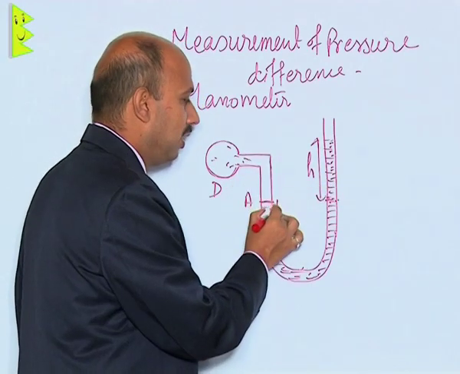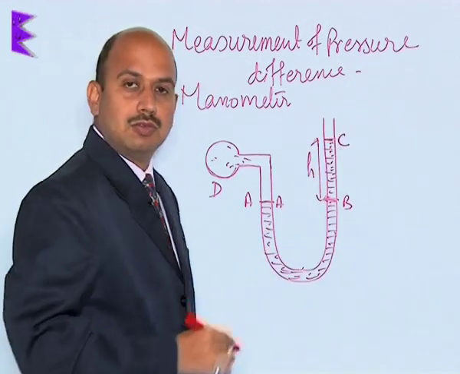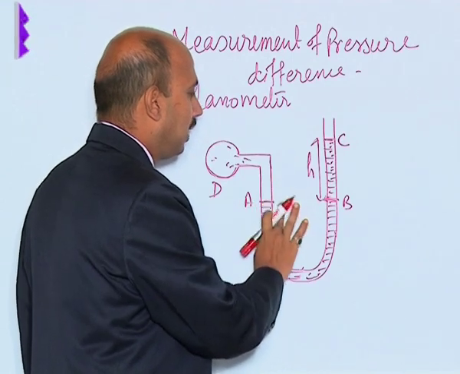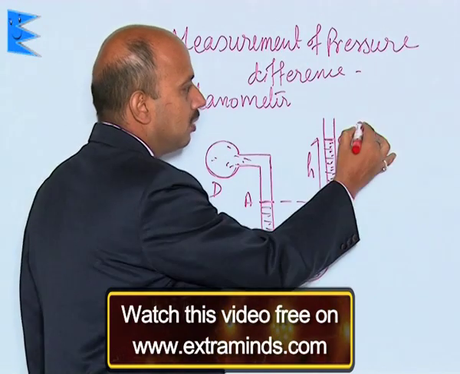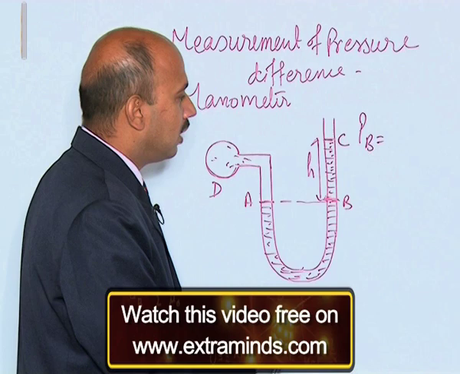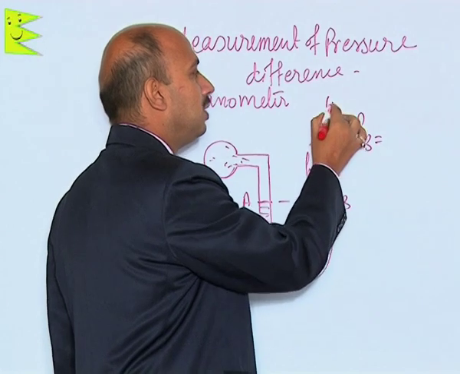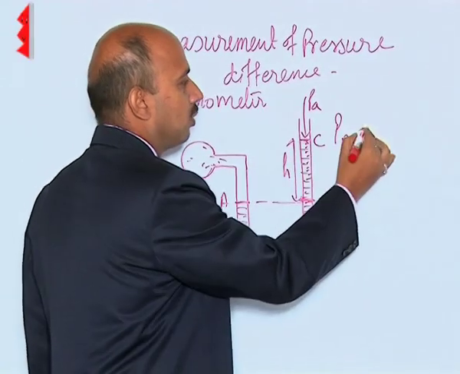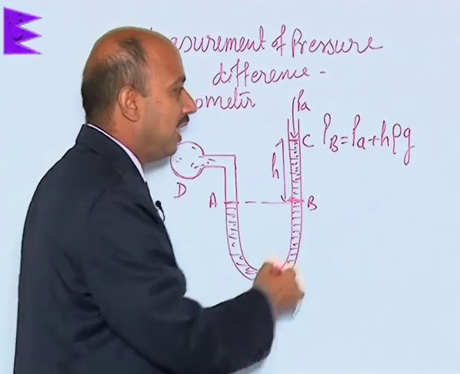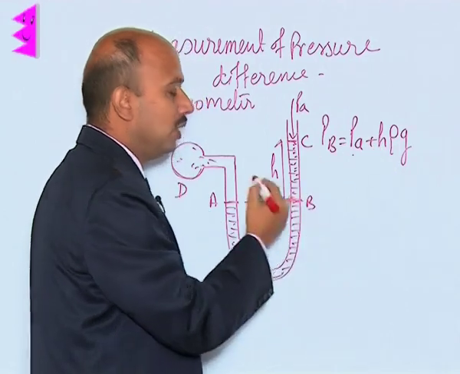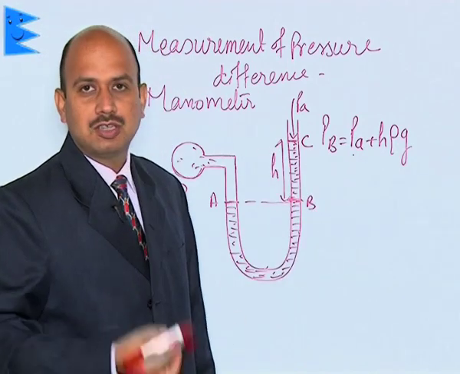and this level is A, this point is B, and this point is C. According to Pascal's law, the pressure at A and B should be the same. So, pressure at B is... what are these two pressures? Pressure due to this height of the liquid column plus atmospheric pressure acting here. So, pressure at B is equal to Pa plus h rho g. What is h? h is the height the liquid has gone up, rho is the density of the liquid, and g is the acceleration due to gravity.